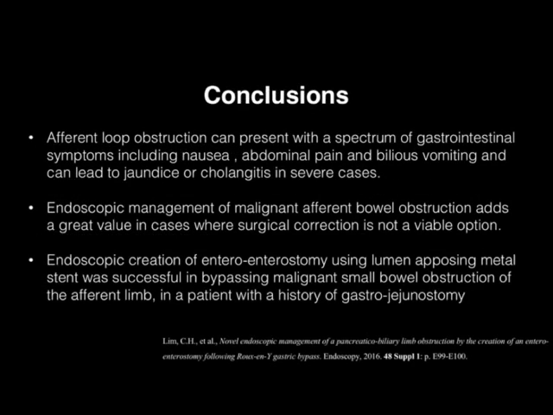In conclusion, afferent loop obstruction can present with a spectrum of gastrointestinal symptoms including nausea, abdominal pain, and bilious vomiting, and can lead to jaundice or cholangitis in severe cases. Endoscopic management of malignant afferent bowel obstruction adds a great value in cases where surgical correction is not a viable option. Endoscopic creation of enteroenterostomy using lumen apposing metal stent was successful in bypassing malignant small bowel obstruction of the afferent limb in a patient with a history of gastrojejunostomy.